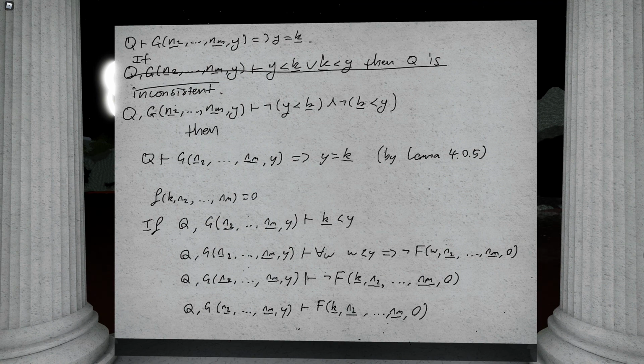So yeah, but then all that tells me is that Q and G can't prove that the underline of K is less than Y. What I need is that Q and the hypothesis G proves the negation of underline K is less than Y, right? Oh, I see. And they're different, yeah. But actually, I think it might work.